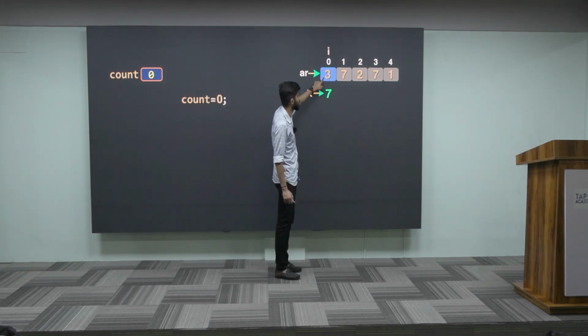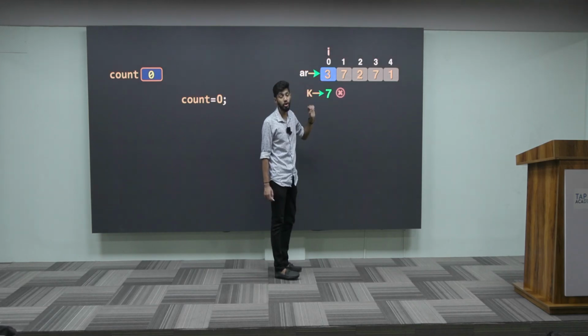We need to pick these elements. So I will pick this element. How do I get AR of 0 or AR of I? I will get this element. I need to check whether this element is equal to this element. Yes or no? No. It is no. So it is not equal.